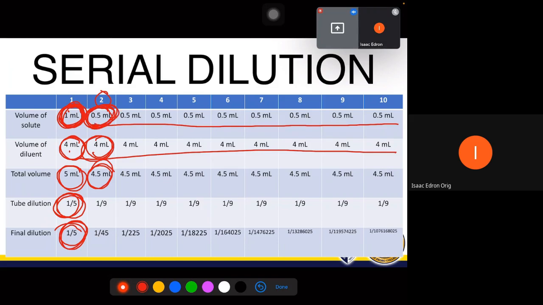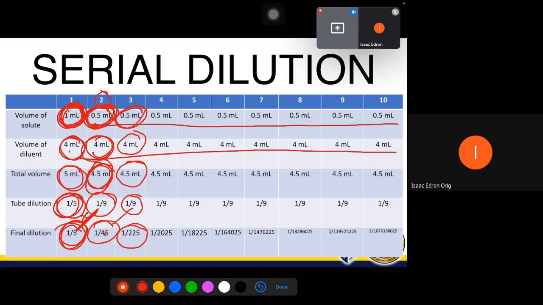So 0.5 ml divided by 4.5 ml is 1/9, okay? 1/9. So, ang tube dilution ng tube number 2 is 1/9. Then, multiply mo siya with the final dilution of tube number 1. 1/5 times 1/9 is 1/45. So, the dilution of tube number 2 is 1/45, okay? Tapos, dito ka na naman kukuha ng solute na 0.5 ml from tube number 2 to tube number 3. Then 4 ml, then 4.5 ml, then 1/9 pa rin siya kasi 0.5 over 4.5. Then 1/9 times 1 over 45 equals 1 over 225.